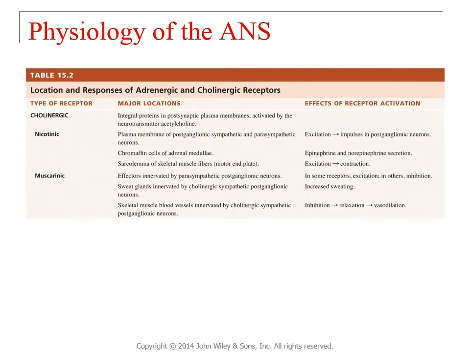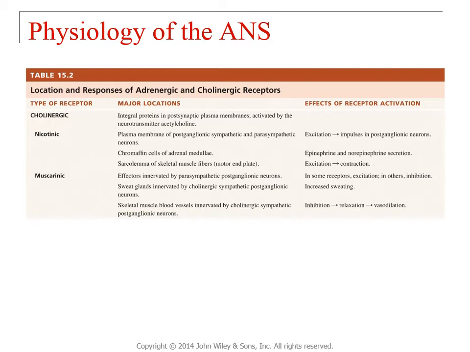So as far as the cholinergic receptors, we find these mostly in the postsynaptic plasma membrane. They can be activated by the neurotransmitter acetylcholine. The nicotinic, you're going to find these in both the postganglionic sympathetic and parasympathetic neurons, found in the chromaffin cells of the adrenal medulla, or the sarcolemma of the skeletal muscle. So the nicotinic can either be excitatory, where the impulses will go to the postganglionic neurons, or it'll increase the production of epinephrine and norepinephrine, or also cause excitation of contraction of a particular muscle.